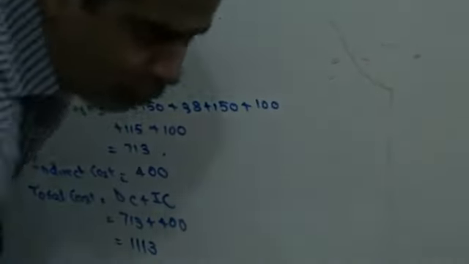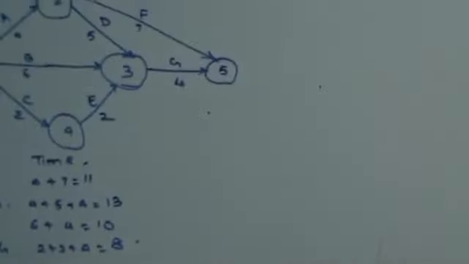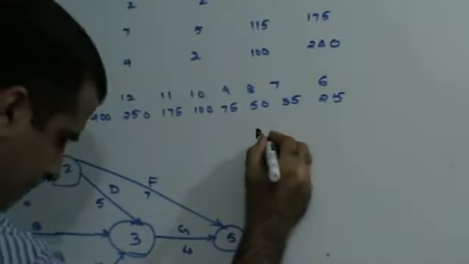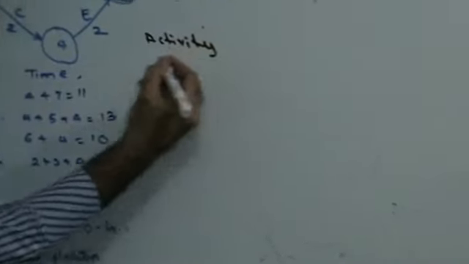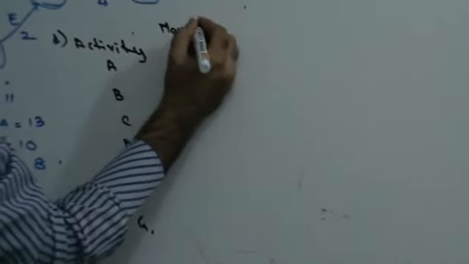So this is the third thing that you have to do, right? Once you have done this, the next thing that you have to do is make the cost slope, right? Let's see this. You make the cost slope here. Activity: A, B, C, D, E, F, G. It's up till G. Right? Now, maximum crashable limit.